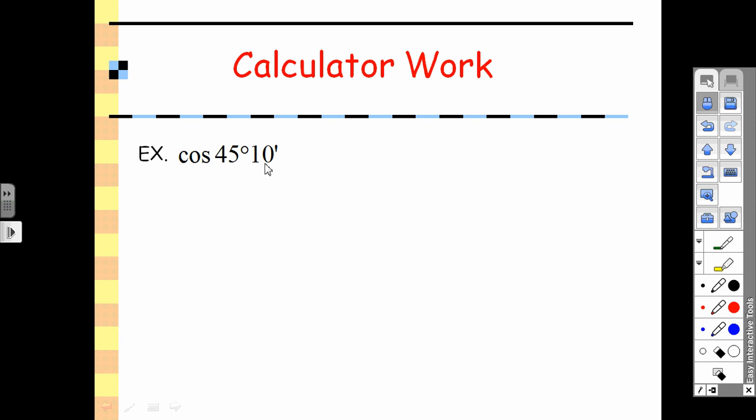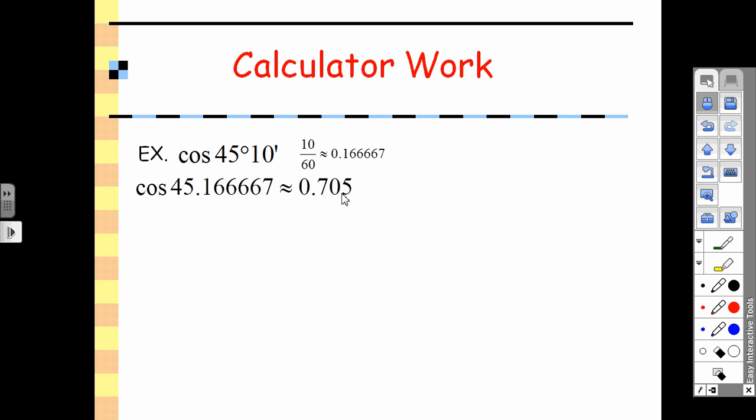So first of all, we need to figure out what fraction of a degree is 10 minutes. If you recall from geometry, for 10 minutes you would figure out 10 divided by 60, and you get this decimal. So this is really cosine of 45.16667, which if you hit your calculator button, the cosine, and then this decimal, or maybe you type in the decimal and then hit cosine, you should get 0.705.